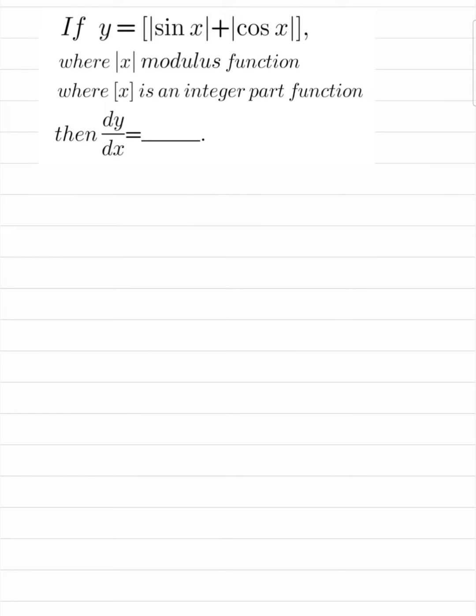So here we have one question. If y equal to box of mod sin x plus mod cos x, where mod x is the modulus function and box x is the integer part function. We know what the modulus function and the integer part function are. We need to find dy by dx. So this is our actual function, this is our y, and we need to find dy by dx.